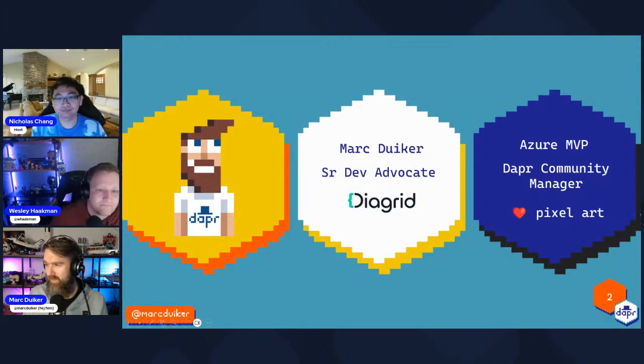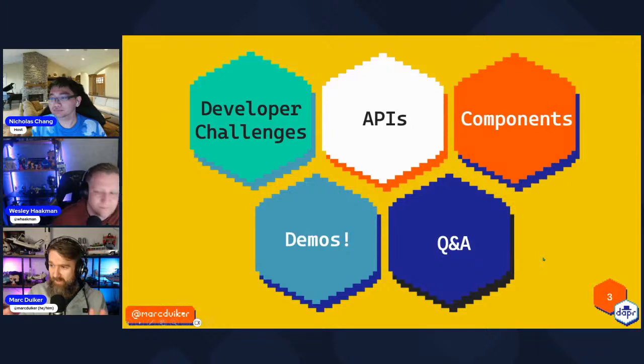All right. Okay, so what I'm going to talk about now is some challenges that developers face when building distributed applications. I'm going to talk about Dapr APIs. We'll talk about components and how they work, and then there will be lots of demos, and for sure there will be some time for Q&A as well.